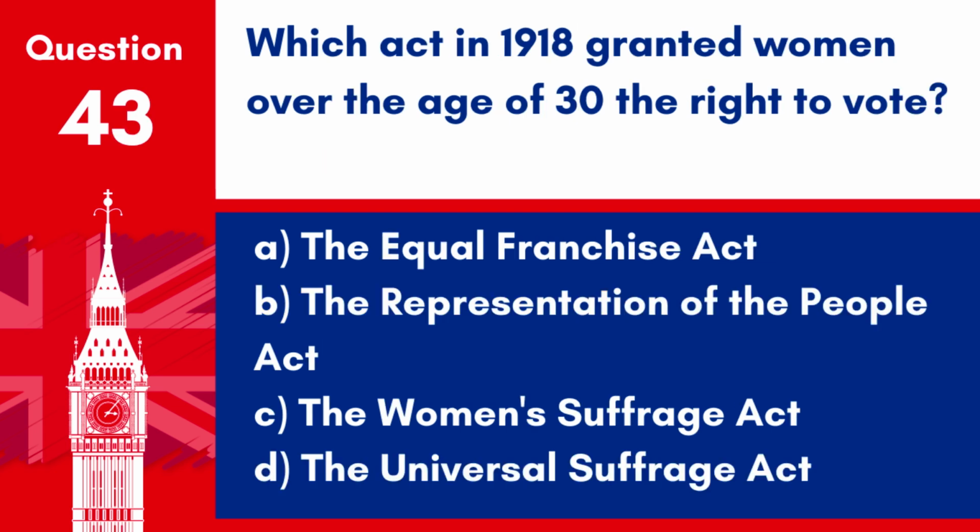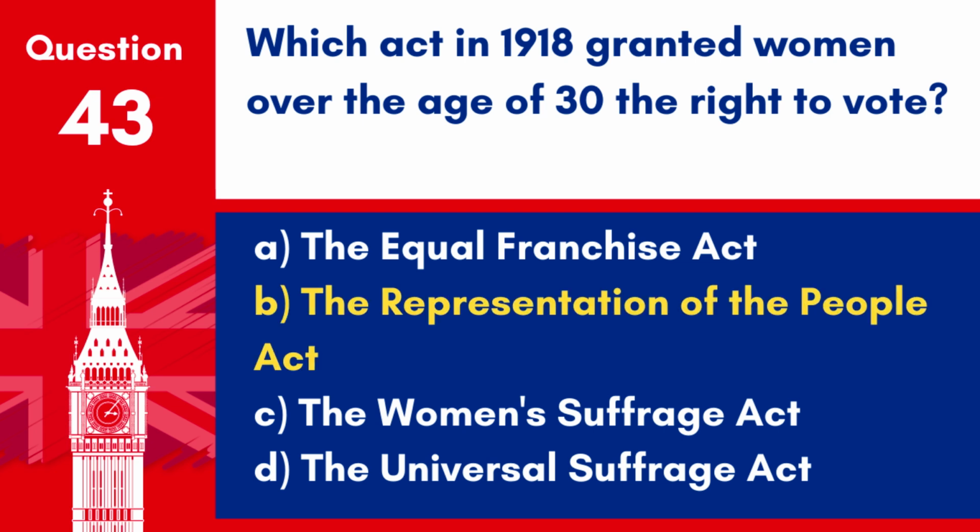Question 43. Which act in 1918 granted women over the age of 30 the right to vote? A. The Equal Franchise Act. B. The Representation of the People Act. C. The Women's Suffrage Act. D. The Universal Suffrage Act.